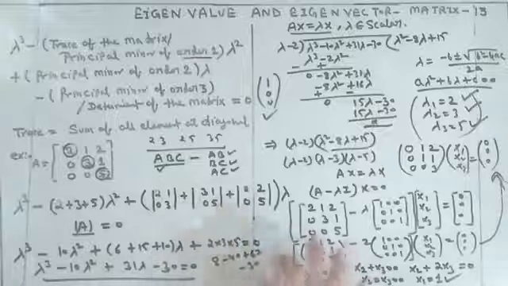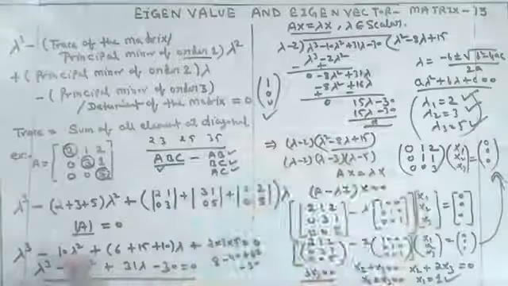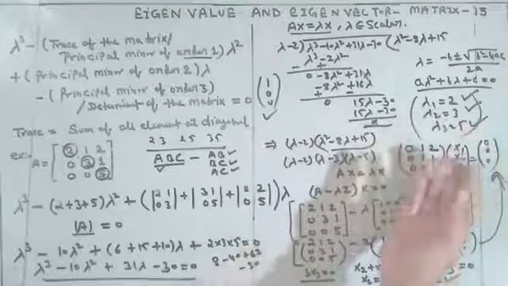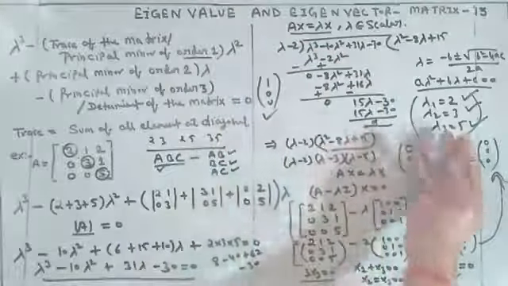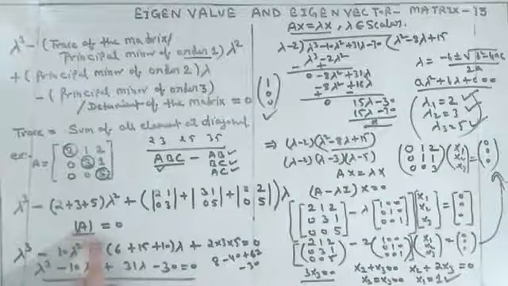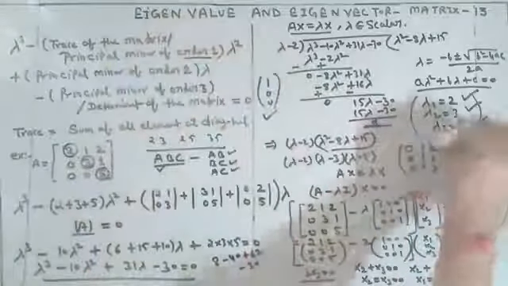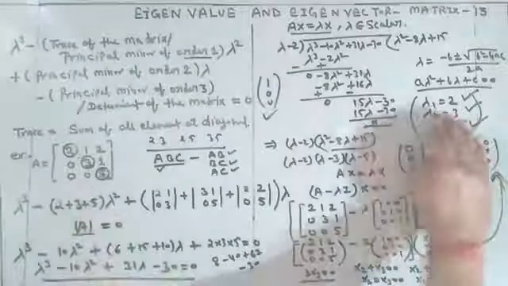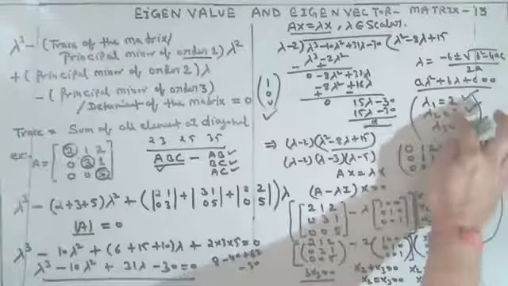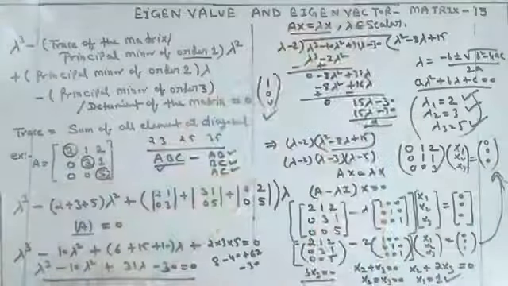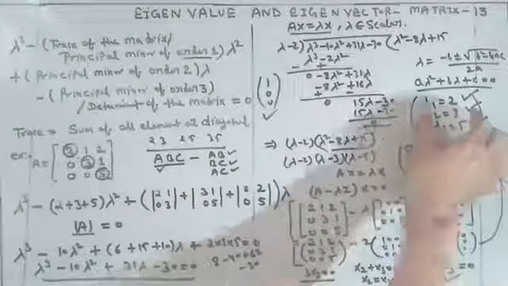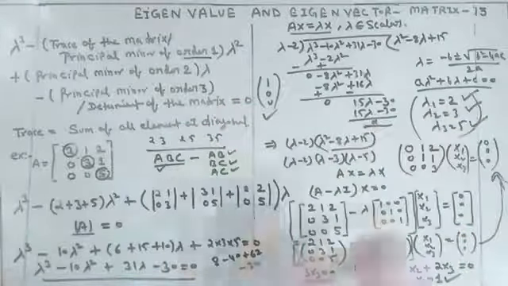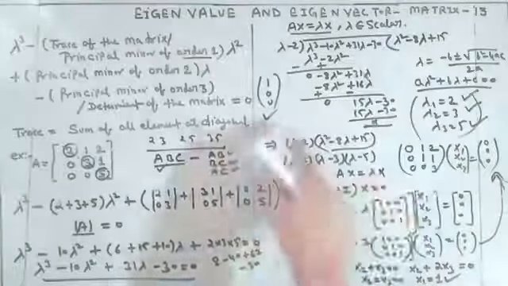You must note that if you have two eigenvalues, you have a two by two matrix, so corresponding to the two eigenvalues you will get two eigenvectors. This time you have three eigenvalues. Corresponding to three eigenvalues you will get three eigenvectors. We have found only one.